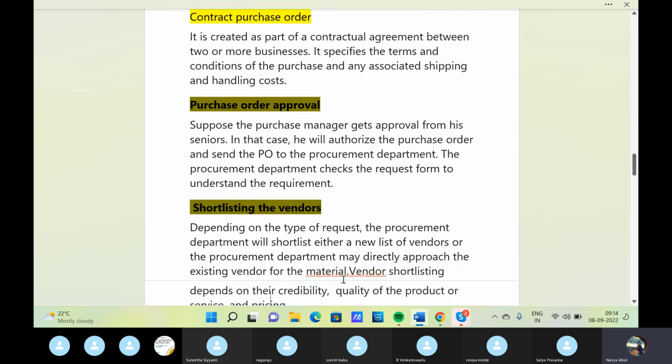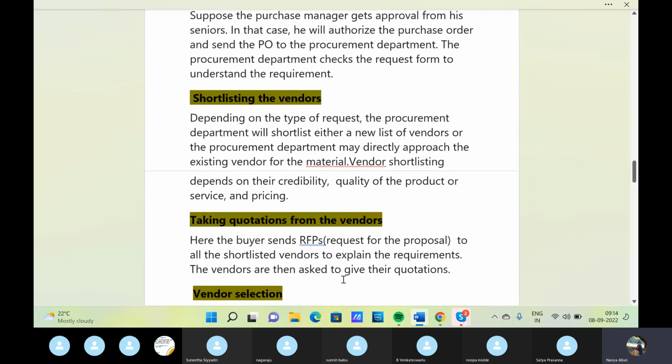Shortly, the fourth one is taking quotations from vendors. Vendor information is very important in the P2P cycle. Here the company will request a proposal from all the vendors. We give them the material details, what we need, and they send an RFP proposal to the company.